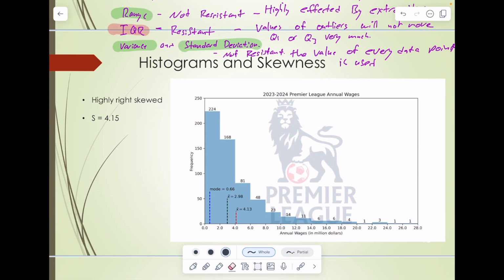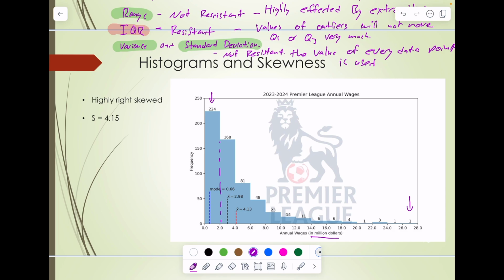So here is a histogram of data. Now what we have in this is the 2023-2024 Premier League annual wages. So this is in millions of dollars. 224 people have a salary, an annual wage, between 0 and 2 million. And then 168 have a salary between 2 and 4 million, and so on. And it looks like one player has an annual wage between 26 and 28 million. Okay, so there's the data.